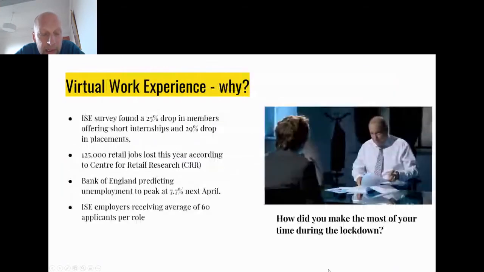So I guess you've come along to this session because you're curious about virtual work experience. You may already be thinking it's a good thing to do. So just to try and put things in a little bit of context, why you might want to consider taking on some kind of a virtual work experience. Obviously, we're all in a situation that none of us could have predicted with regards to the jobs market and the student experience opportunities that are out there. So there's some stats on the slide here.